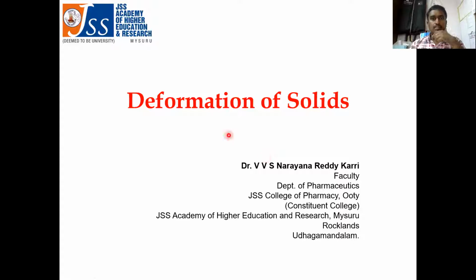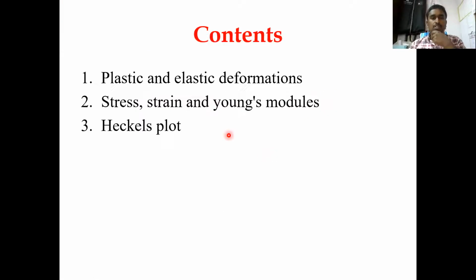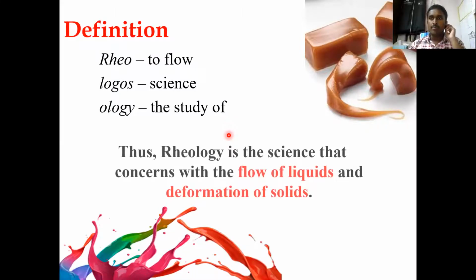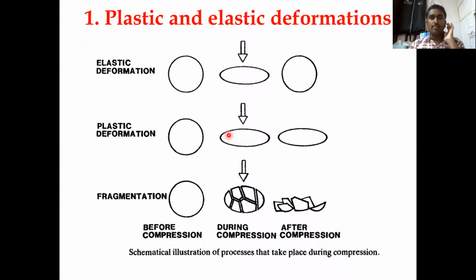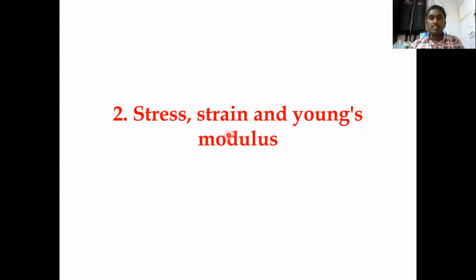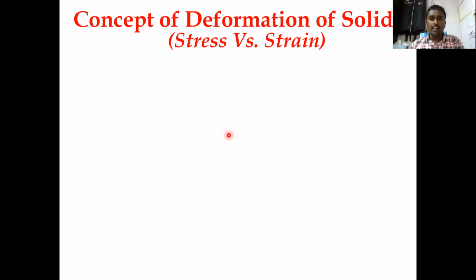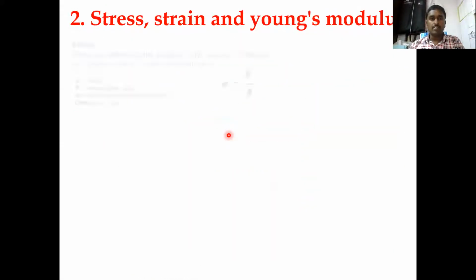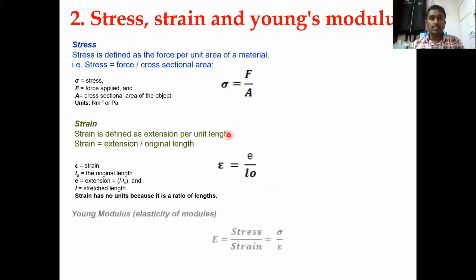So, to rewind to what has happened until now: we have seen the definition of rheology, which is also applicable to the deformation of solids because it deals with the study of the deformation of solids as well. We have seen the plastic and elastic deformations of solids, the differentiation between these two, and also the stress and strain definitions and the Young's modulus with the stress-strain graphs. This is the graph and these are the definitions which you saw in the previous class also.